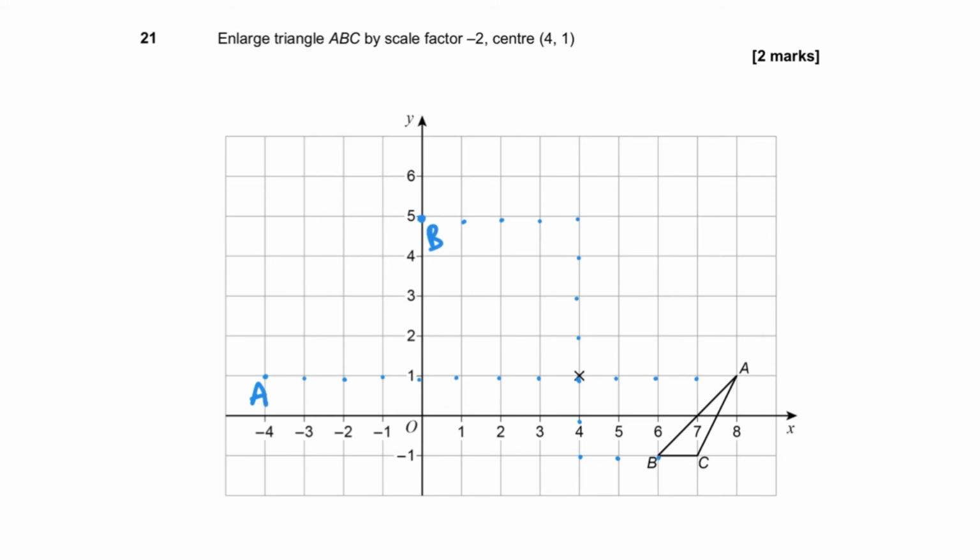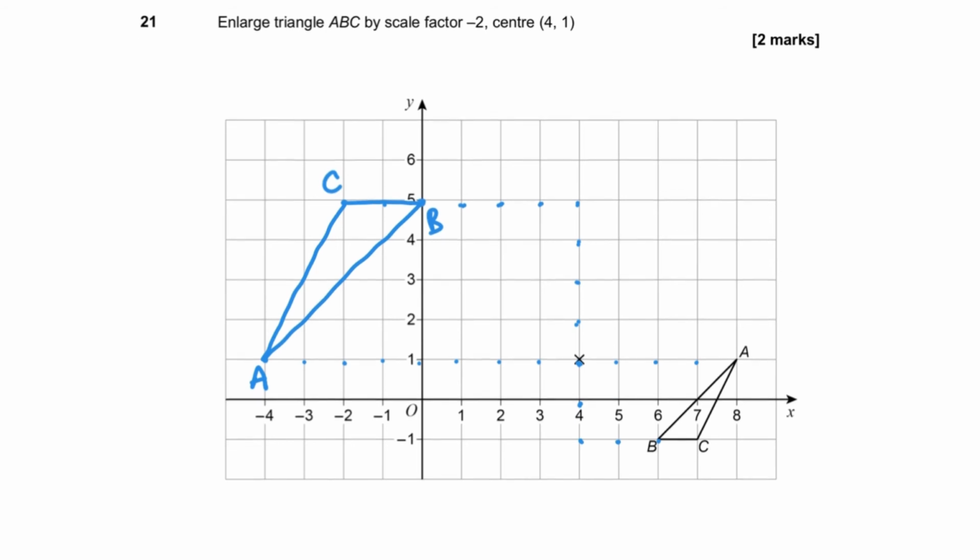So that's 1, 2, 3 squares across and 1, 2 up from the enlargement point. So we need to be 1, 2, 3, 4 again, and 1, 2, 3, 4, 5, 6 away from the enlargement point. So this is going to be point C. So we can join up our points now to make the triangle, and then we've enlarged it by scale factor -2 through the centre of enlargement 4, 1.